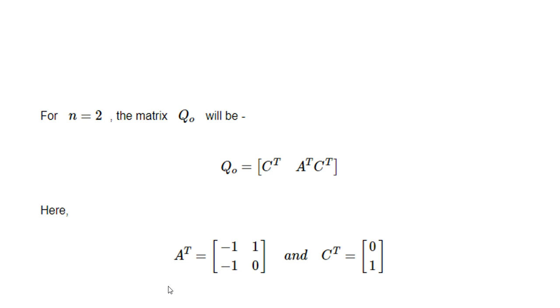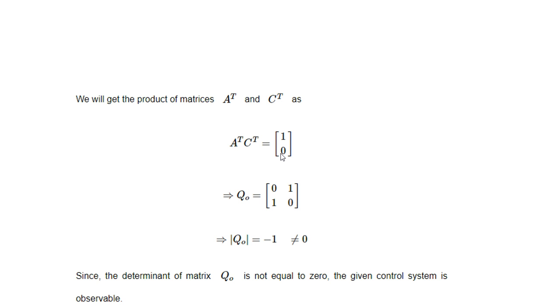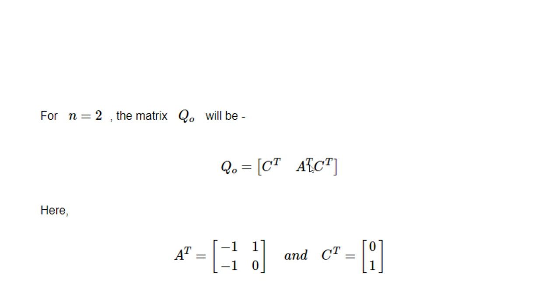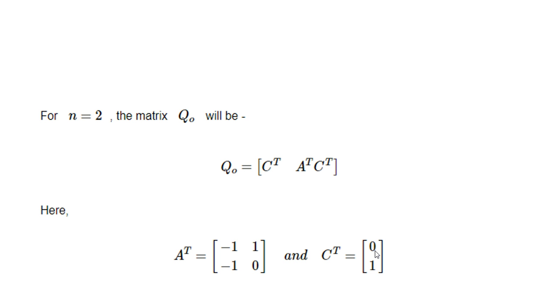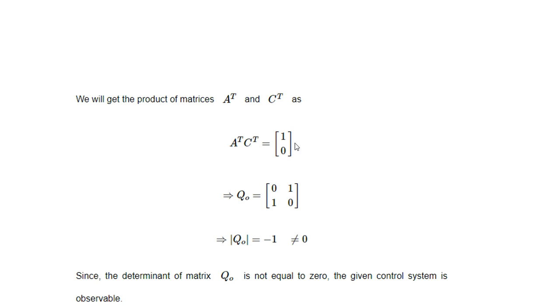Now for the second term, let us multiply this. Minus 1 into 0 is 0, plus 0 into 1 is again 0. So 0 plus 0 will be 0. So we have got this one, that is A^T C^T. We already have C^T, so let's put the value of C^T and the value of A^T C^T over here. Here we are getting 0 1, that is this C^T, and the value of A^T C^T will be 1 0. So it is put over here.